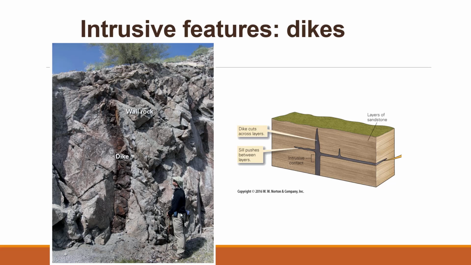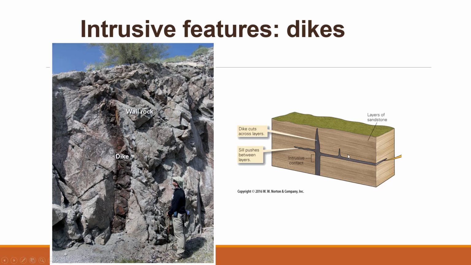So the intrusive features can be things like a dike. A dike is where it is going to be a vertical pushing up of material. We saw these when we looked at our age figures. You saw things labeled as dikes. This is what they are. This is igneous material that has pushed its way vertically through the host rock.